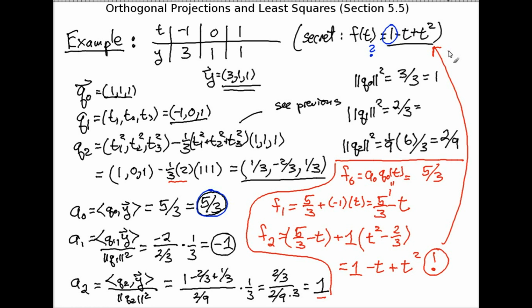So, what's the moral of the story? The nice thing about this calculation is that each degree builds on the last one. If I wanted to compute f3, I would just take f2 plus a3 q3, and I don't have to redo this. I just need to compute this a3 and this q3. And, of course, I don't need it in this example, but all right, that's a good place to stop. See you in class.